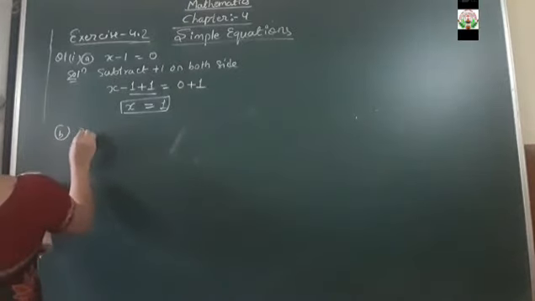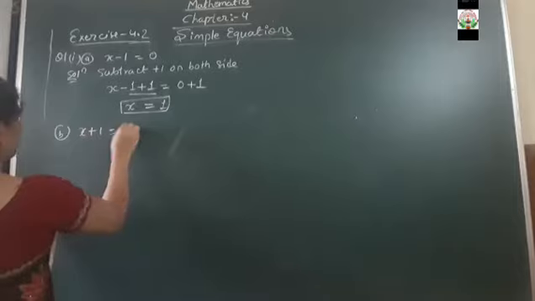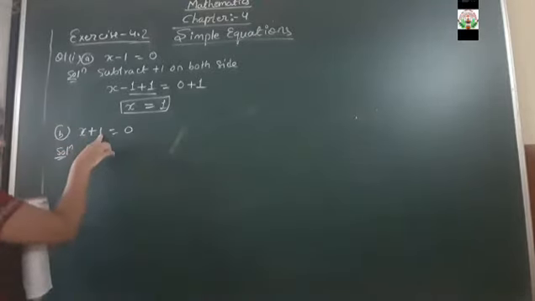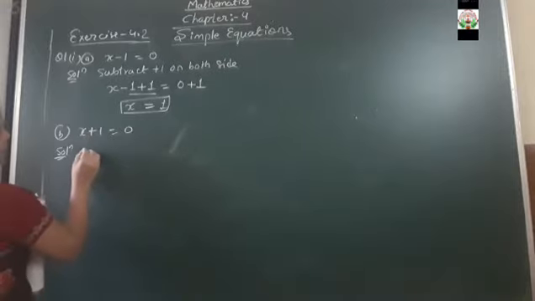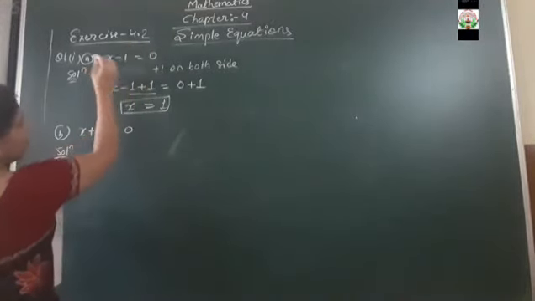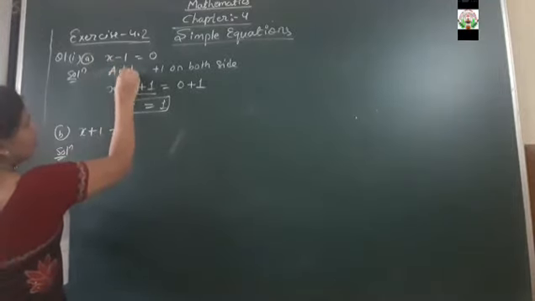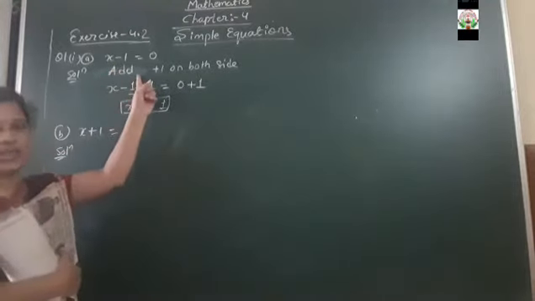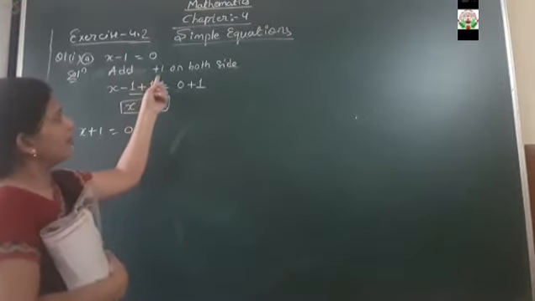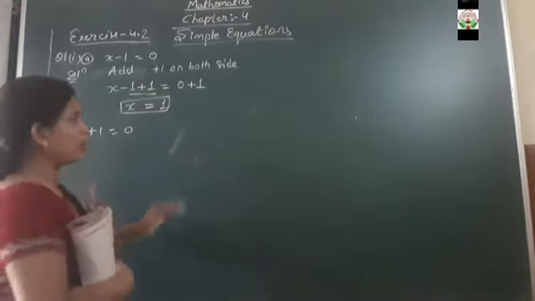What is the B part we are having? x plus 1 is equal to 0. So dear student, what are you going to do? Here it is plus 1, so subtract. Sorry, in place of subtract, here add will come. Sorry for the mistake. Add 1 on both sides, then only it will be removed.